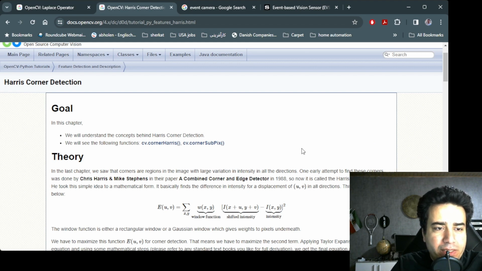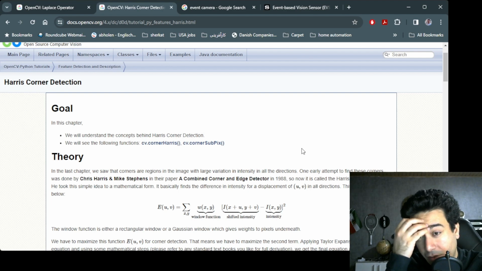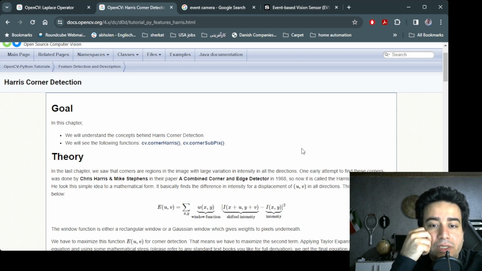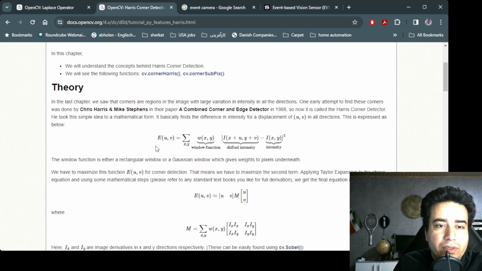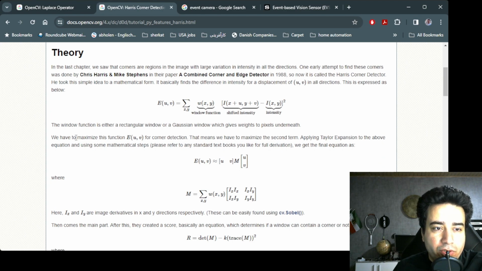The theory was basically presented by Chris Harris and Mike Stephens in a paper called "A Combined Corner and Edge Detector" in 1988. So it's a very old technique to detect corners. And in this one, basically there is a cost function that is represented here, and there are window functions, shifted intensity and intensity. So you will use a lot of this function; the idea is to maximize this function to detect corners, and maximize the second term.